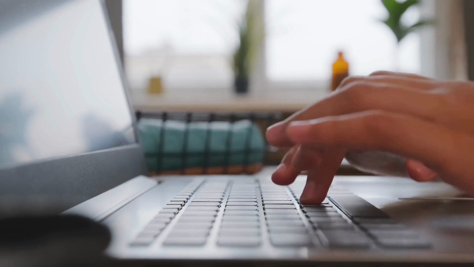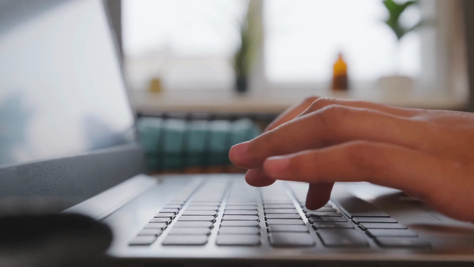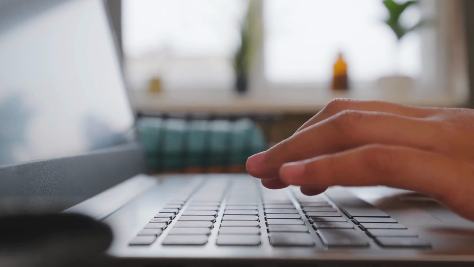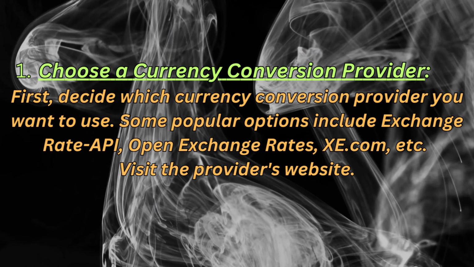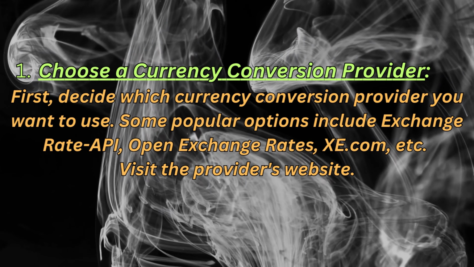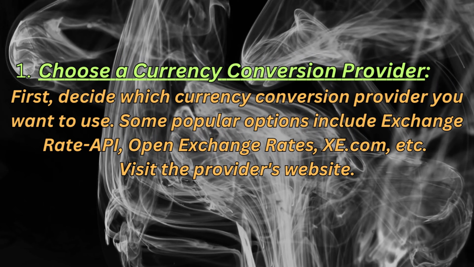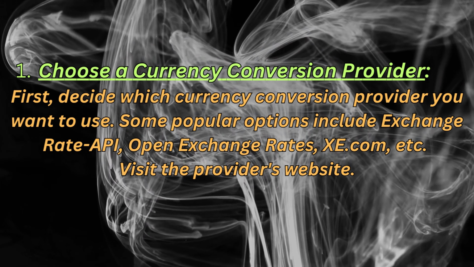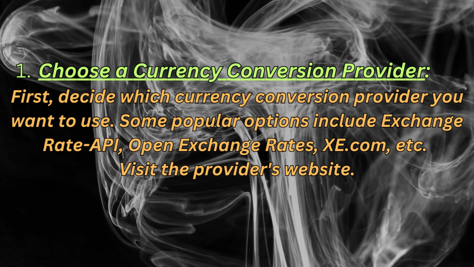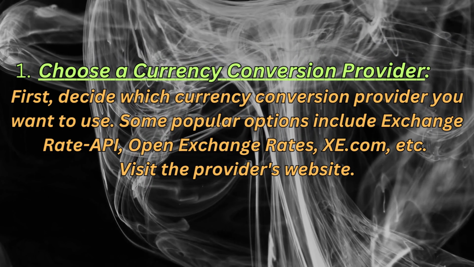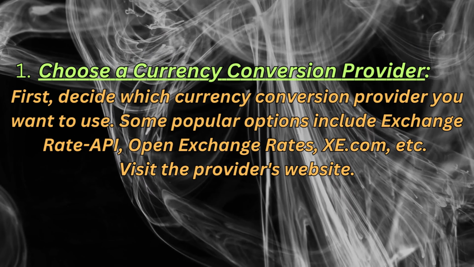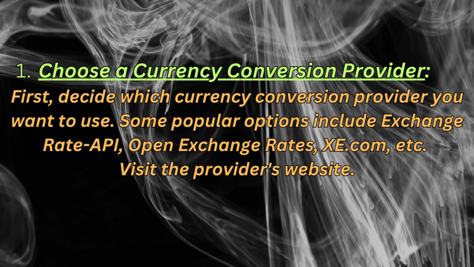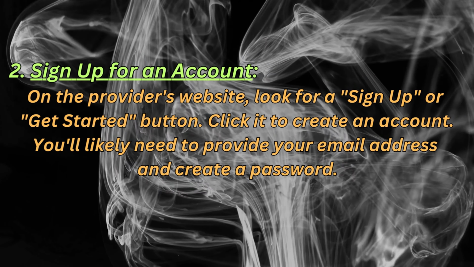To get an API key for a currency conversion service, you typically need to follow these steps. 1. Choose a currency conversion provider. First, decide which currency conversion provider you want to use. Some popular options include Exchange Rate API, Open Exchange Rates, XE.com, etc. Visit the provider's website. 2. Sign up for an account.